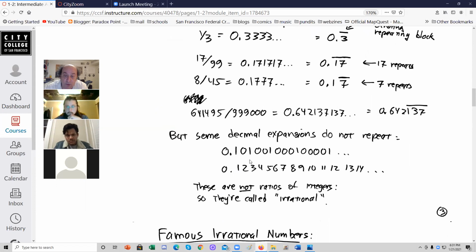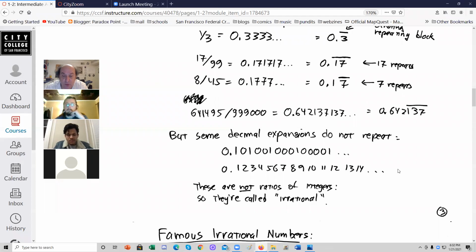But it's easy enough to write a decimal expression that doesn't eventually settle into a repeat. 0.1, 01, 001, 3 zeros 1, 4 zeros 1, and so on forever. Here it never repeats because these blocks of zeros get longer and longer and longer. Or here's one, 0.1234567891011121314. So you just count out all the integers in the decimal expansion, and it never repeats. So these are not ratios of whole numbers.